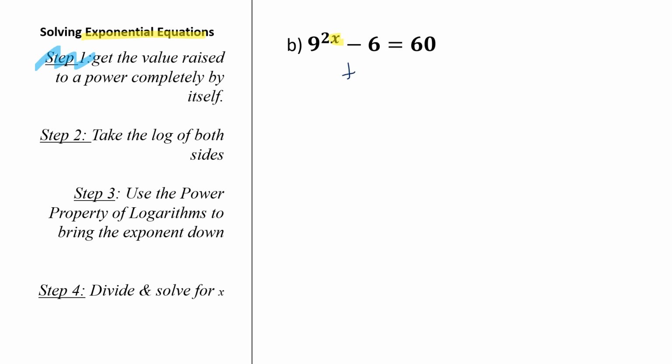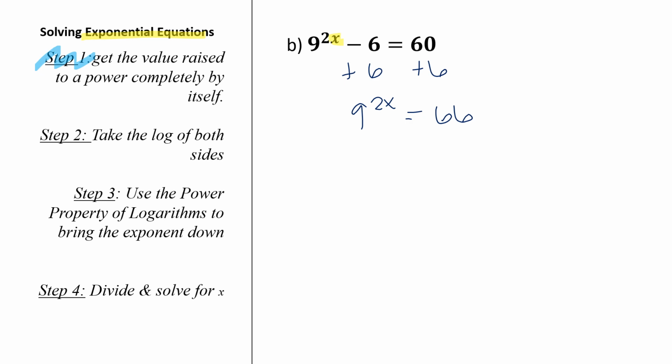So the first thing I'm going to do is actually add 6 to both sides. So 9 to the 2x equals 66. And so that would be considered the first step of getting the value raised to a power completely by itself.